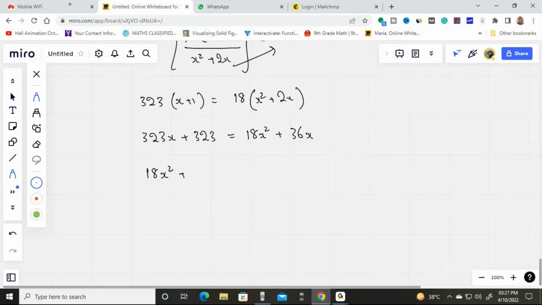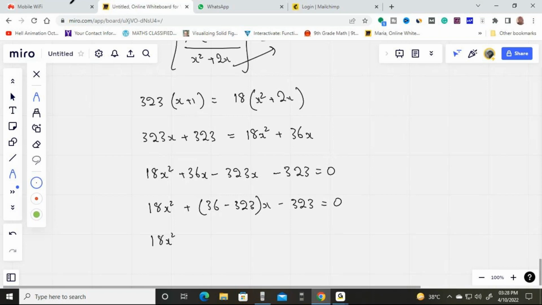So you are now going to have a situation like this. Now you're going to simplify this. So 36 minus 23, what does it give you, son? Tell me. 13. 36 minus 323. 36 minus 323 is minus 287.